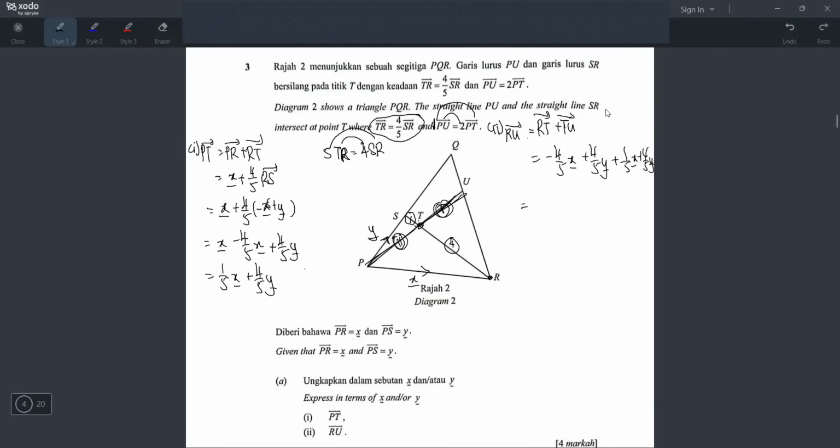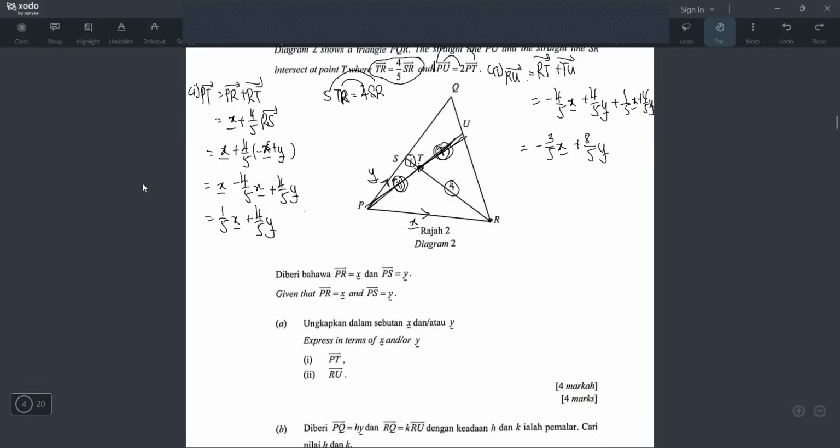And then now x dengan x boleh buat, y dengan y boleh buat. What is negative 4 over 5 plus 1 over 5? Negative 3 over 5x. What is 4 over 5y plus 4 over 5y? It's 8 over 5y, right? So this is the answer. Okay, and if you use the other jalan, which is RP plus PU, I'm sure you get the same, right? So yeah. Okay, let's go to B.